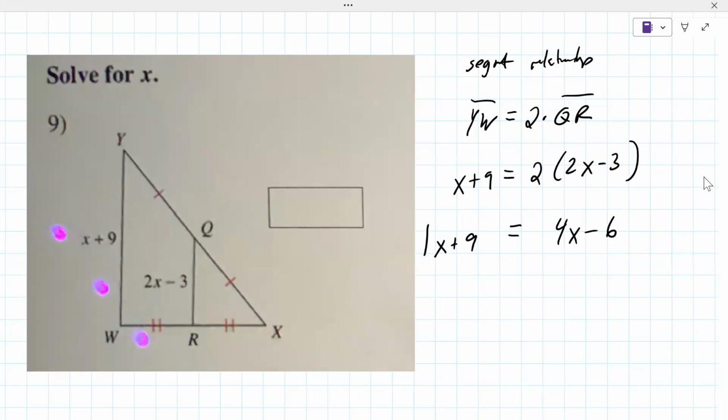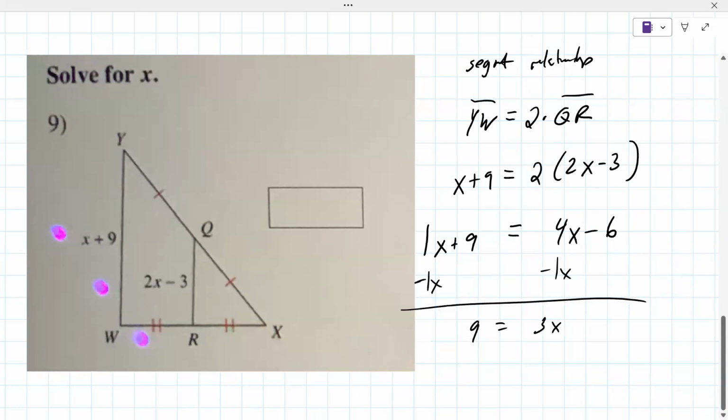Which is smaller, the 1x or the 4x? The 1x is smaller. So you're going to move that to the other side. You're going to subtract 1x, subtract 1x, and 9 equals 3x. Do you want to try to solve here, please? X equals 5.